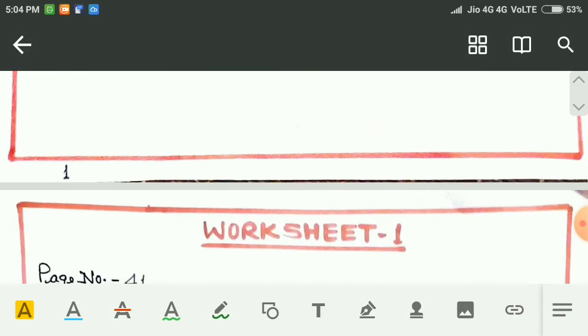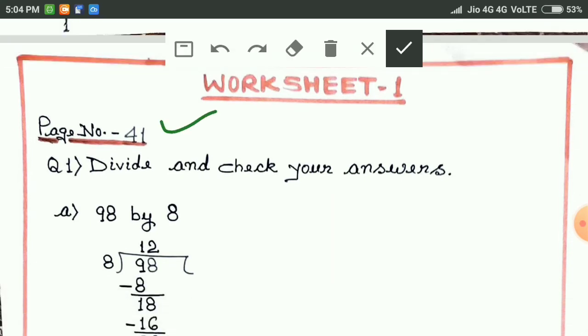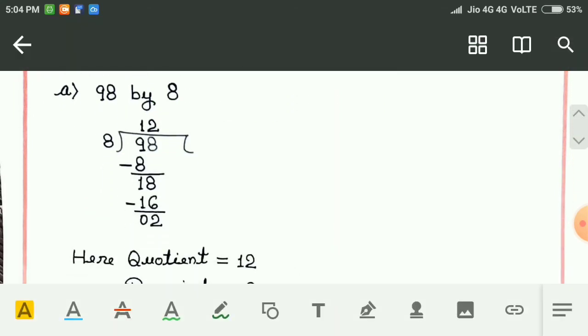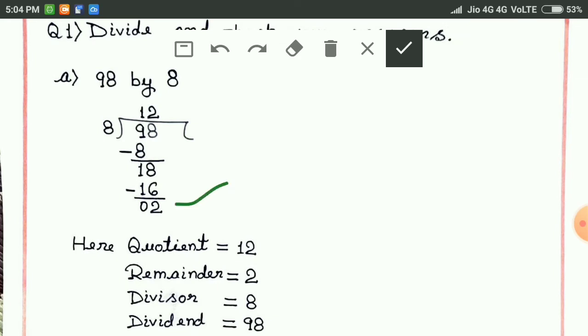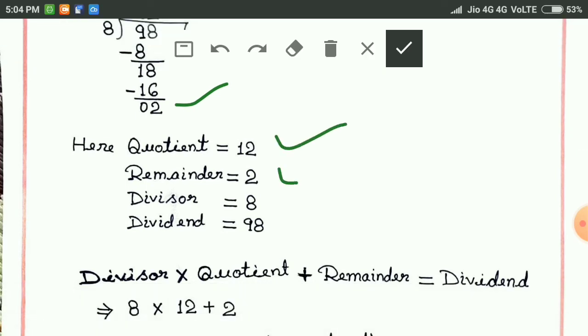Then the next question, worksheet 1, page number 41 of our maths book. We have to divide 98 by 8. We write like this and 8 1s are 8. After subtracting, we get 1 and we write 8 here. Then 8 2s are 16. We write here 8 2s are 16 and we get 2 as remainder. In this way, quotient is 12, remainder is 2, divisor is 8 and dividend is 98.